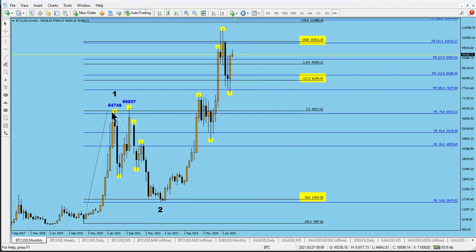So you can see here the Fib expansion. 127 is right there, 141 is right there. We poke into it, and then 161% is up there. You still need to go and touch it if we go to the upside, right? But what is happening on the weekly chart? Let's take a look at that.